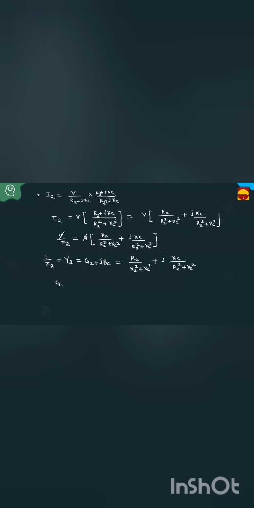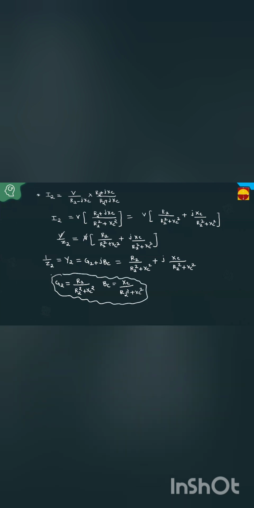From this, what is G2? G2 equal to R2 by R2 square plus XC square. What is BC? BC equal to XC by R2 square plus XC square. This is how to calculate the conductance and susceptance for this case. So this is the calculation of G2 and BC. Clear, friends?